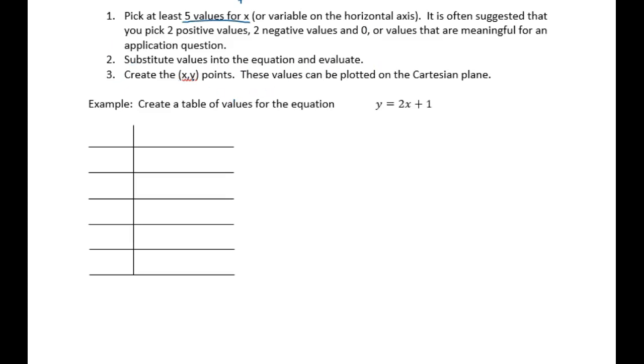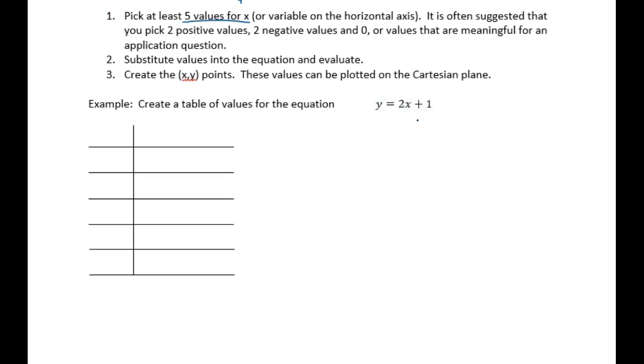This is going to create your x and y points, and then you can plot these on the Cartesian plane. So let's start with an example of creating a table of values. Our example says create a table of values for the following equation. This is our equation, and that's what we're going to use to generate our x and our y points. So step 1, pick at least 5 values for x.